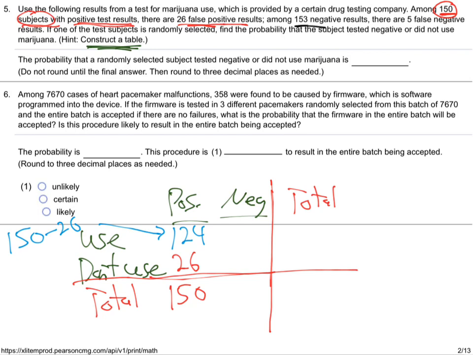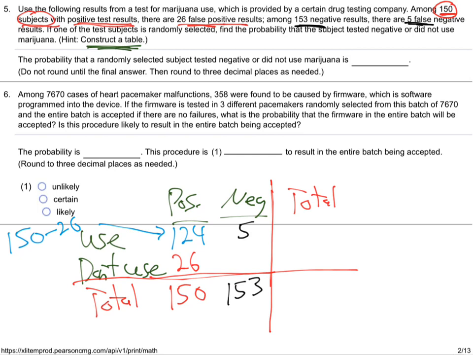So 153 negative, and 5 are false negative. So they go up there, huh? Yeah, good. Everybody see, because they tested negative, but they're false, so they really are users. But they had a negative test, so they're false negative. They really are users. Their negative result was false. Is that good? Does everybody see how I know where that goes? Then you just subtract to get the other one, huh?